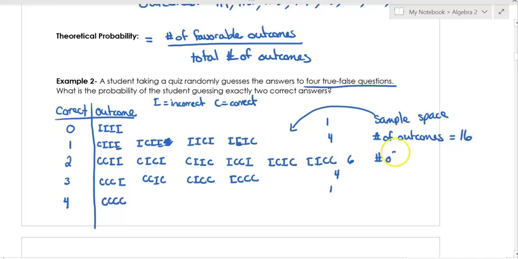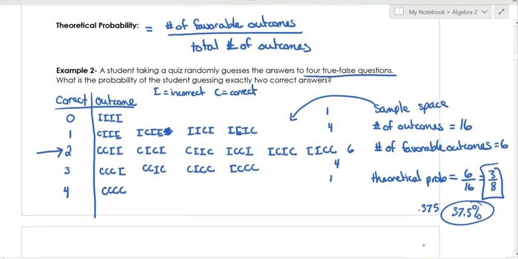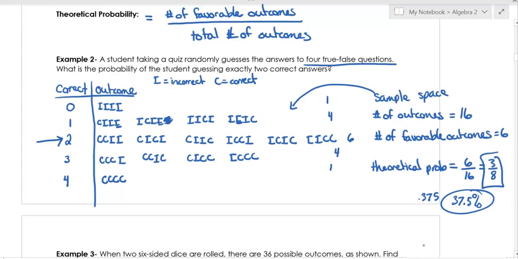The number of favorable outcomes, meaning what we want to happen, which was exactly 2 correct, so that's this row, and that was 6. And so to find the theoretical probability, which means what could happen in theory, not what happened in real life, you do the favorable outcomes out of the total outcomes, which is 3 out of 8. And sometimes they'll want it as a percent. So if you do 3 out of 8, you get 0.375, which you can multiply by 100 or move the decimal place. It's 37.5%, the chance that they get exactly 2 correct when just guessing.